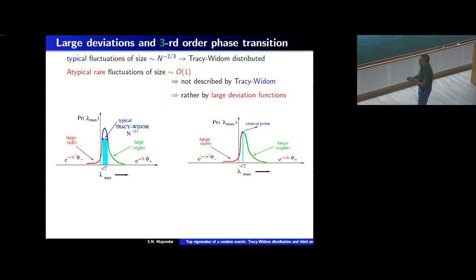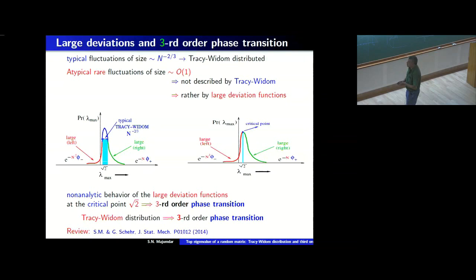And these tails are the analog of the two phases, with the corresponding free energies phi minus and phi plus. So this point becomes a critical point in the sense that if you look at the PDF, it's a continuous function, but its third derivative becomes discontinuous at the center, root 2. So that's a third order phase transition. And in fact, the Tracy-Widom distribution is just the finite size crossover function connecting the free energies of the two phases. Okay? So this is the picture.